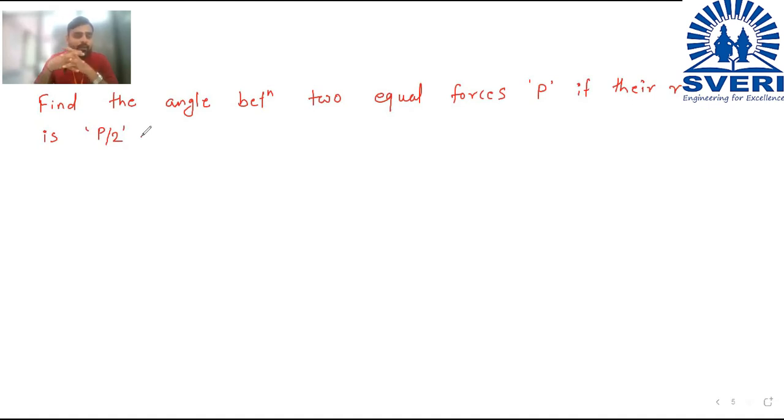So they have told you to find out the angle. So how do we do that then? We will write the given data first. So what is the given data? So here first force P is equal to P. Two equal forces P, they said. So Q is also P. Then your resultant R is nothing but P by 2. They have given us this. And they ask us what is theta? What is the value of theta? So that we need to find out.